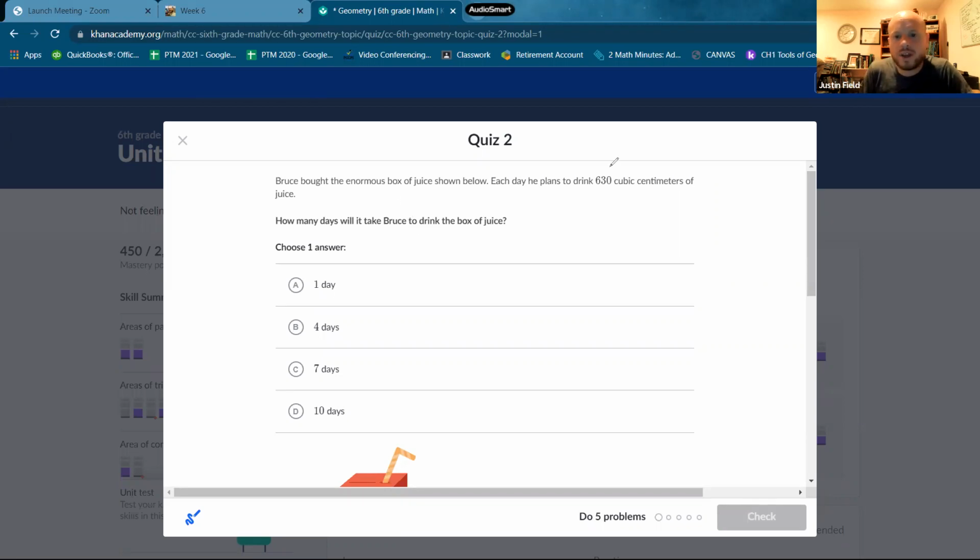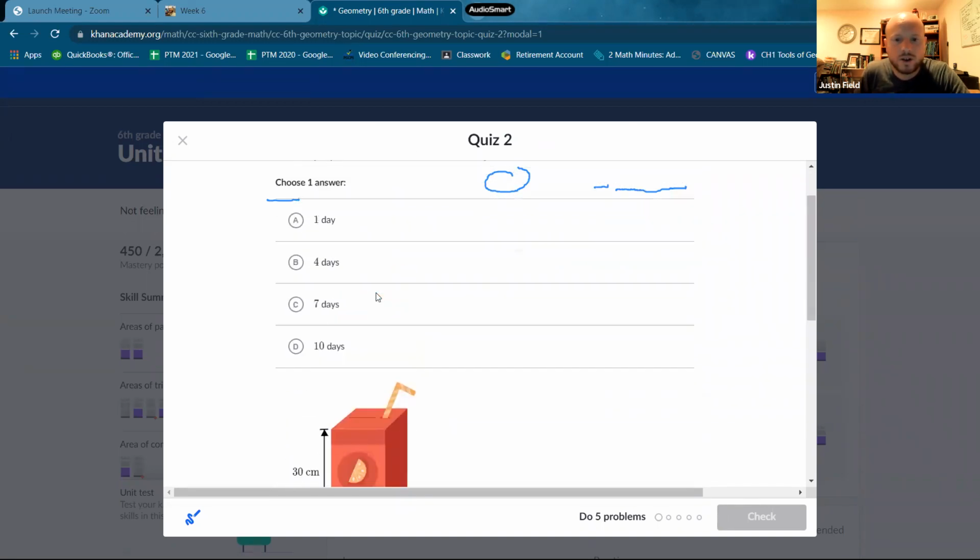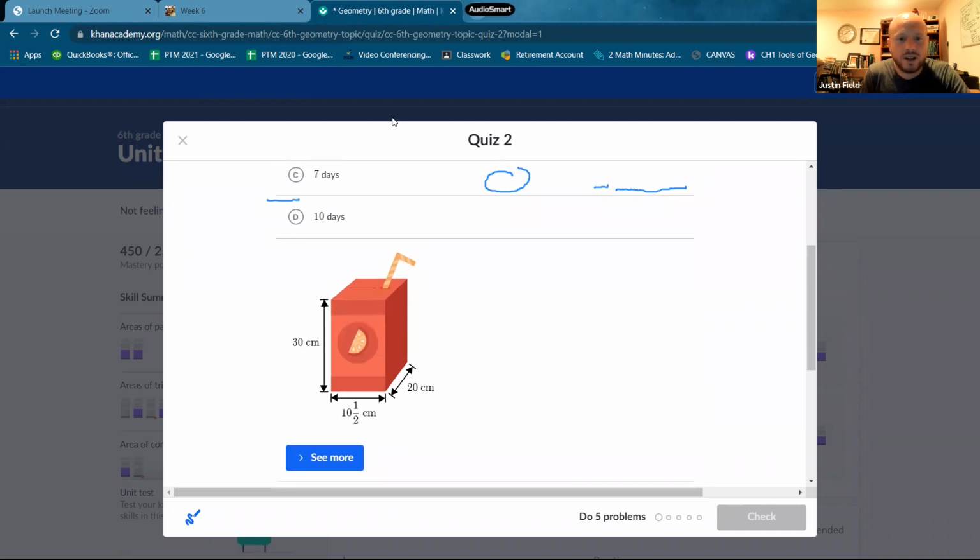So let's pull out the key information, obviously the number 630, but the units are cubic centimeters of juice. And that's a total, right? That's the total amount of juice. And no, that's not the total. Now I'm reading it more carefully. That's each day. Each day you plan. Oh. Okay, so he's going to drink 630 each day, but we don't know how much juice there is total.